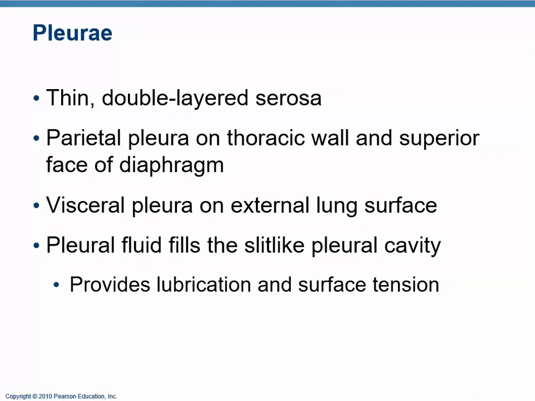The pleura, like I said, a serosa, it's double layered, parietal on the thoracic wall, the visceral on the lungs. The fluid fills the cavity. The fluid does two things. It provides lubrication, but it also provides a surface tension, and it's what helps keeps the lung inflated.